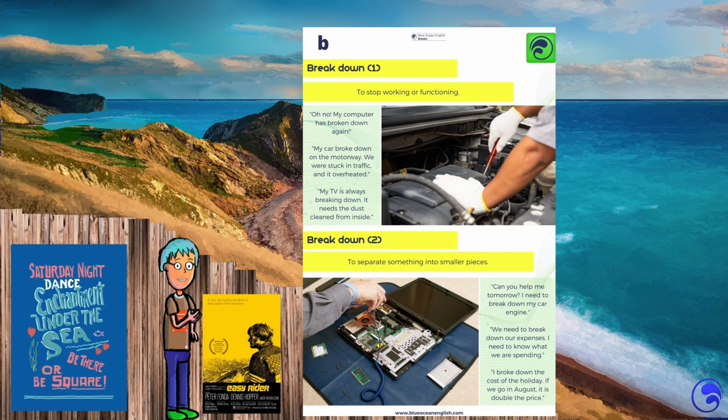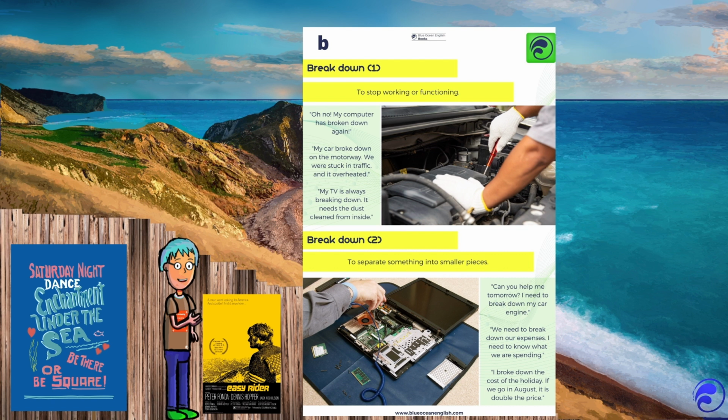And the third example, my TV is always breaking down. It needs the dust cleaned from inside. And it means my TV is full of dust inside and it stopped working. The next one is the same phrasal verb but a different meaning. So to break down also means to separate something into smaller pieces, to break something down into many small pieces.